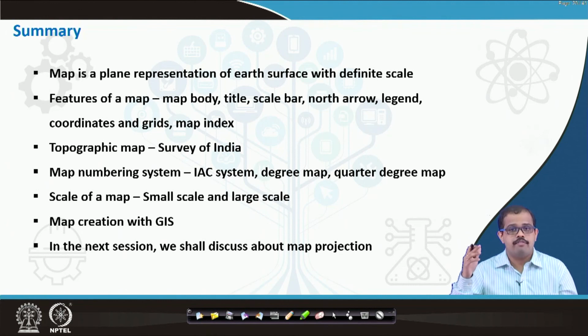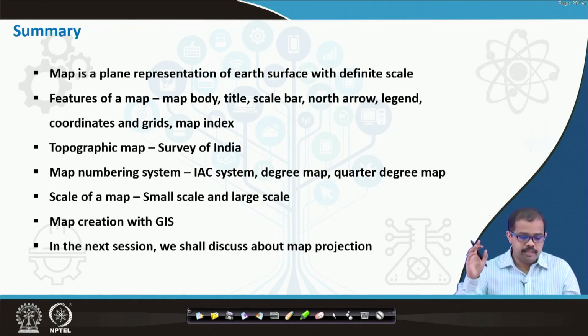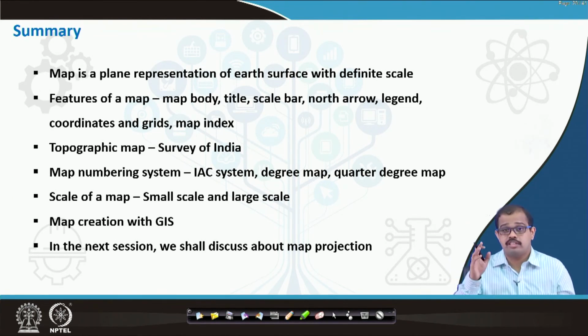Then we looked at the scale of a map, a large scale map versus a small scale map. Please remember this: small scale gives you very little information, whereas a large scale map will give you very highly detailed information. So a large scale map is 1:1000, 2000, 10,000, 15,000, when compared to 1:1 million, which is a small scale map. Please remember this. Then we looked at how we create a map in GIS, but you should look at the context in terms of developing a map. So this is what is meant by the entire mapping system.